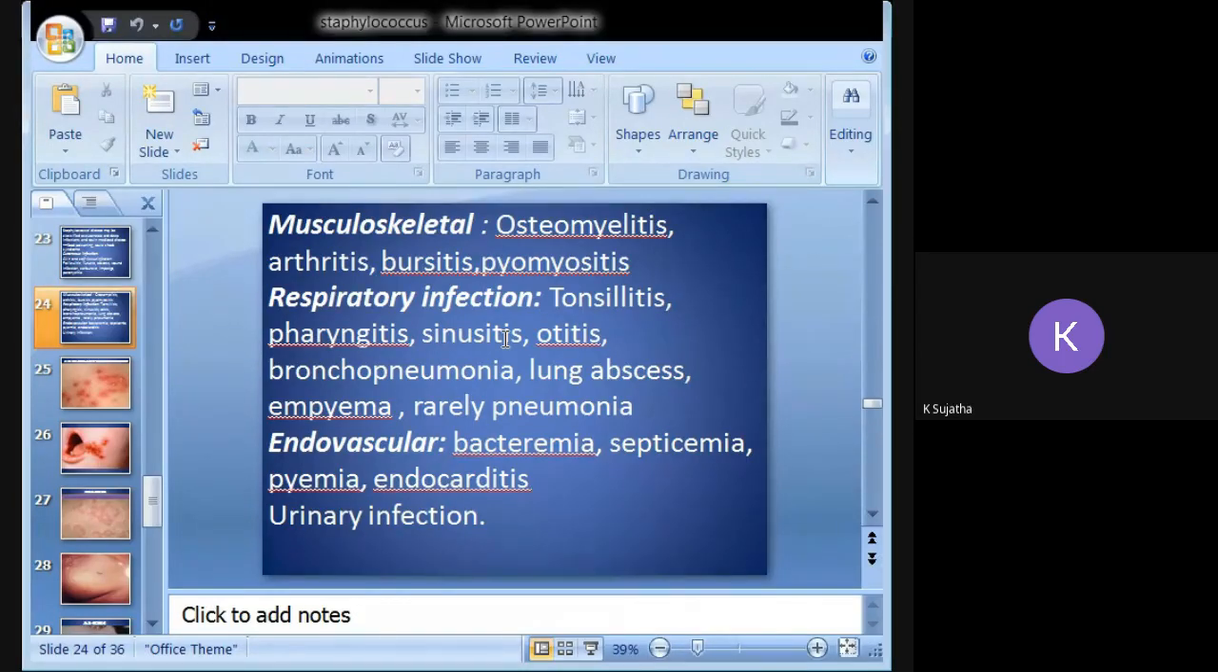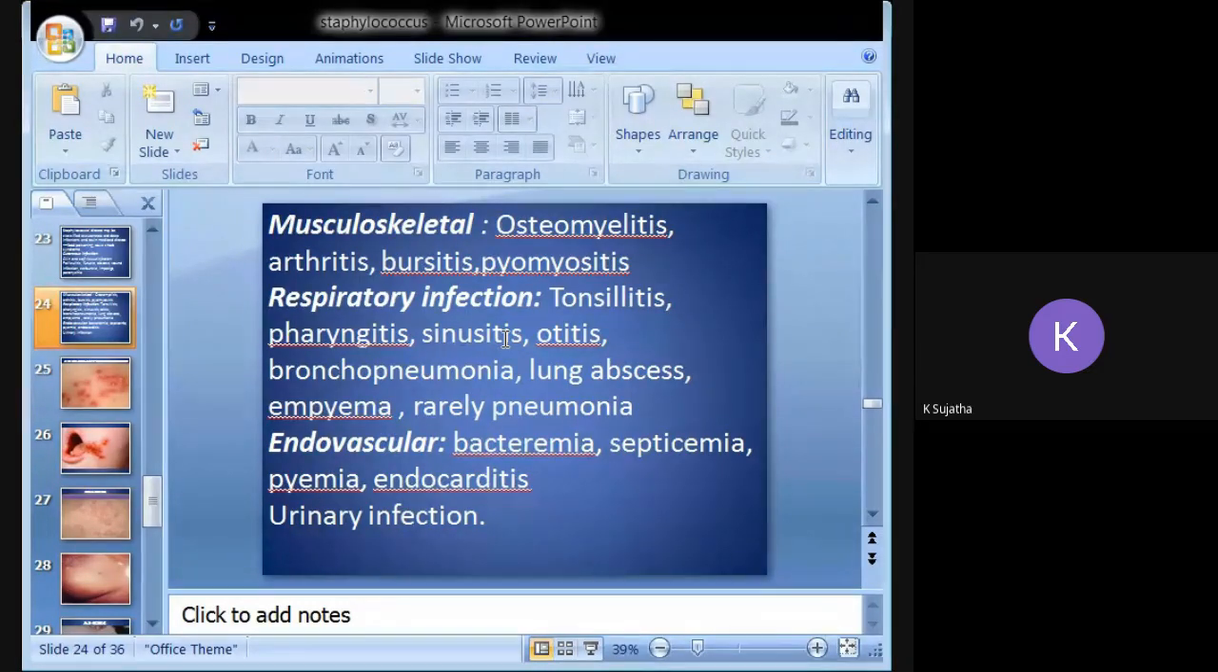So blood is one of the specimens. Next, urine. This bacteria enters the urinary tract and causes urinary tract infections also. So the next specimen is urine.